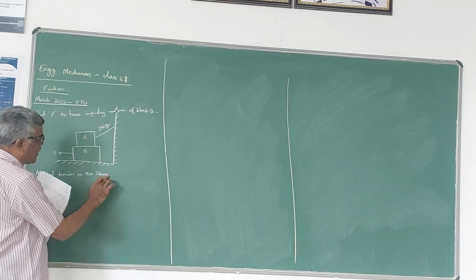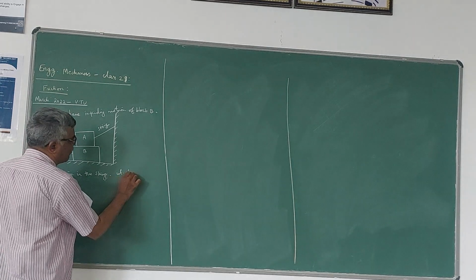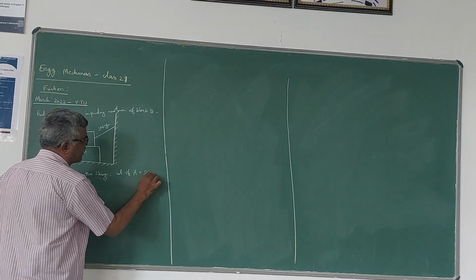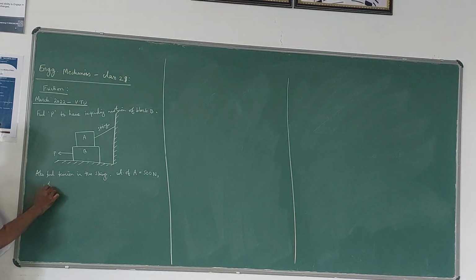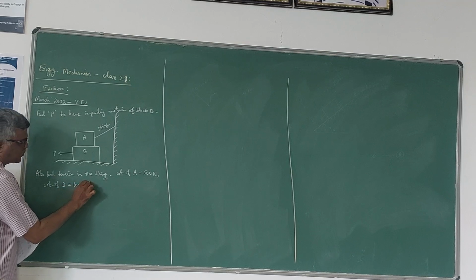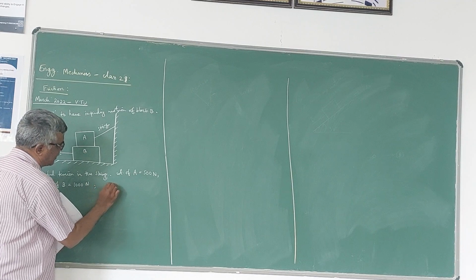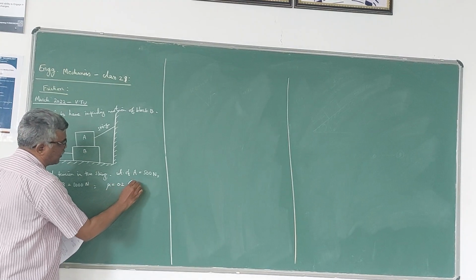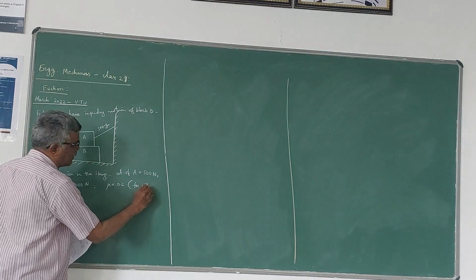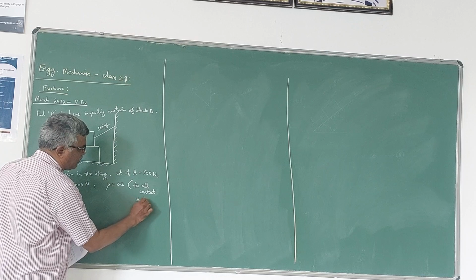The weight of block A is given as 500 Newton, whereas weight of block B is 1000 Newton, and of course all are rough surfaces. So he has given the coefficient of friction for all the contact surfaces as 0.2. So this is the problem given.